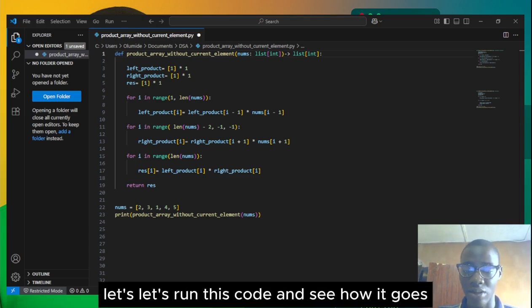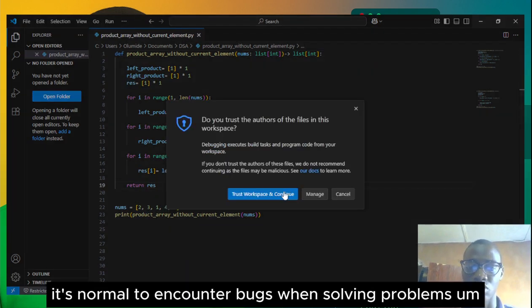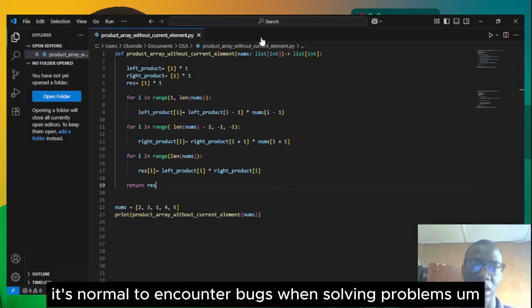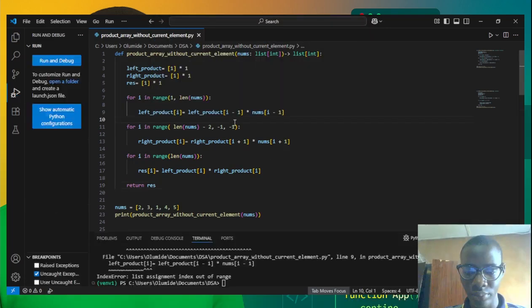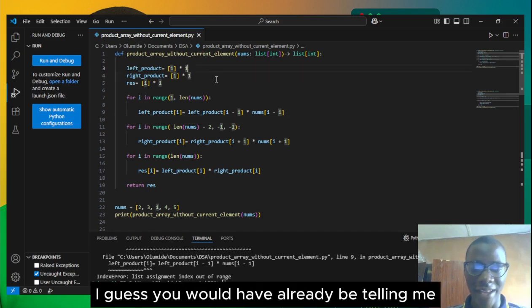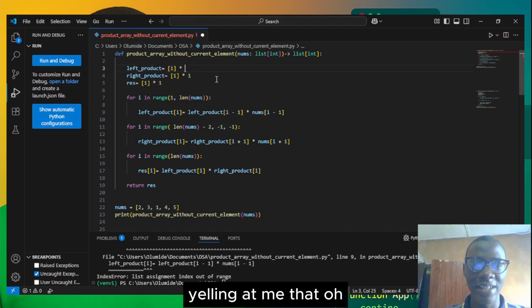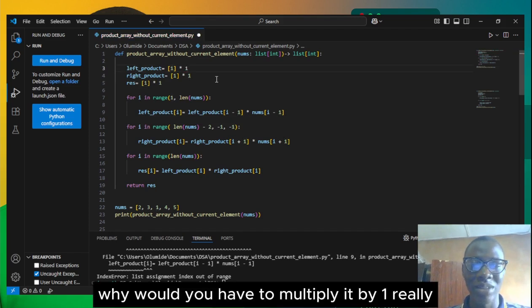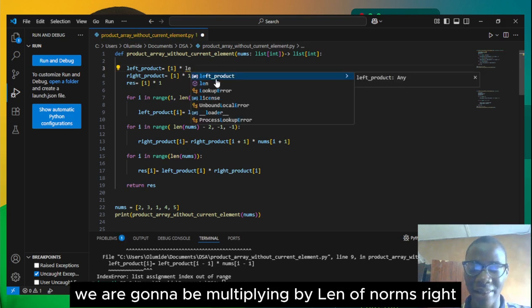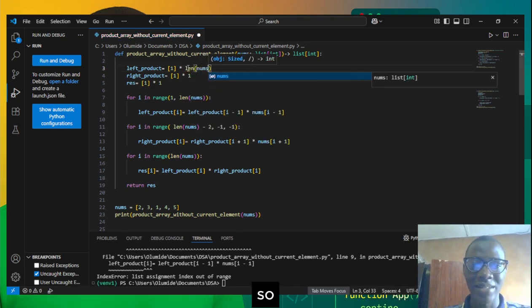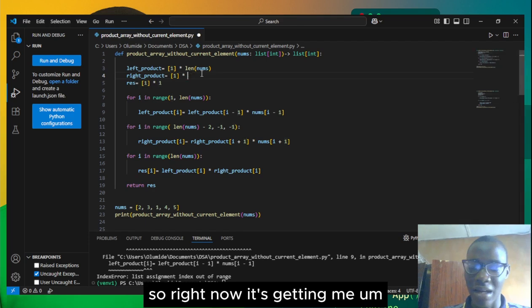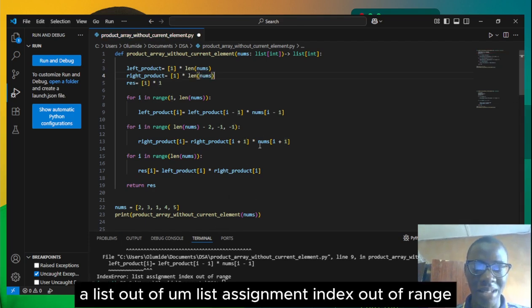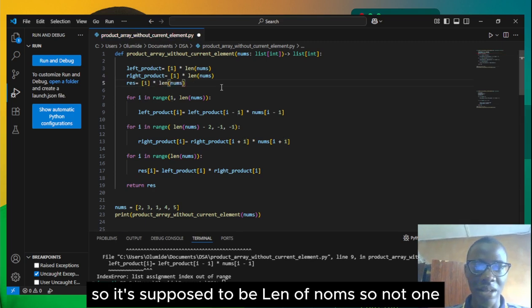All right, let's run this code and see how it goes. It's normal to encounter bugs when solving problems. Once we encounter one, we solve it as well. I guess you would have been yelling at me: why multiply it by 1? We should be multiplying by len of nums, because we are populating it with the same number of elements that is in nums, not 1. Right now it's giving me a list assignment index out of range error. So it's supposed to be len of nums, not 1.